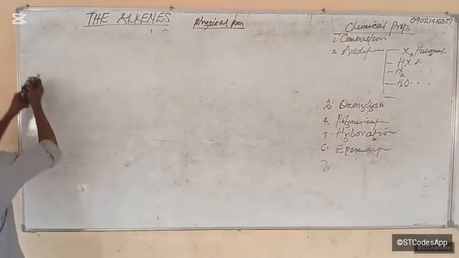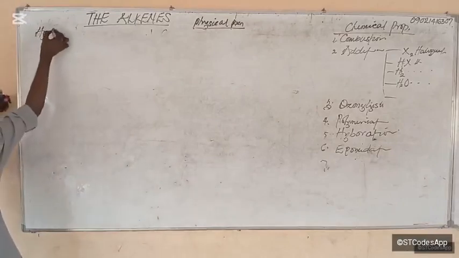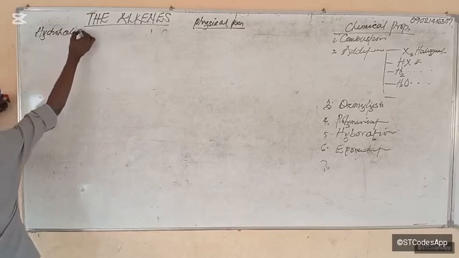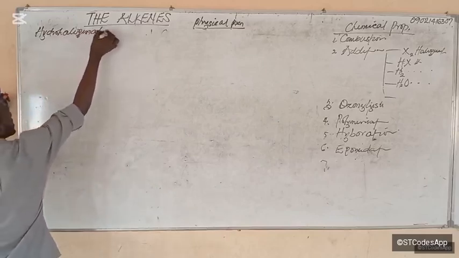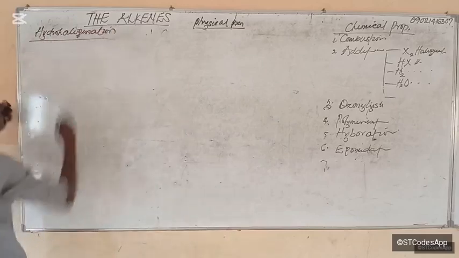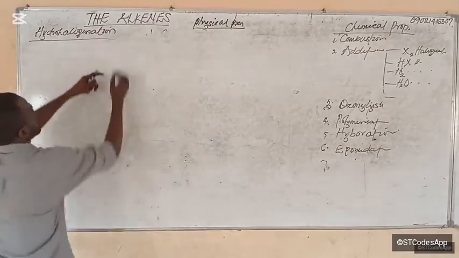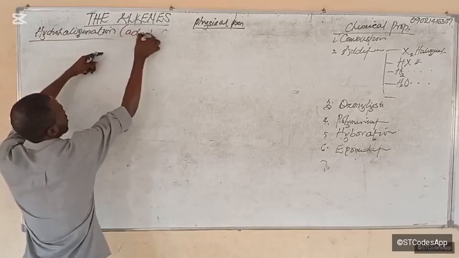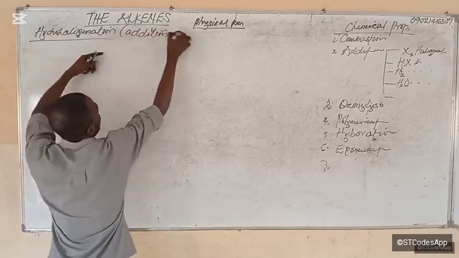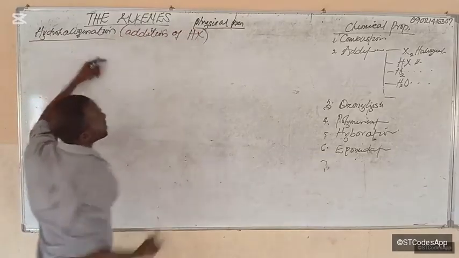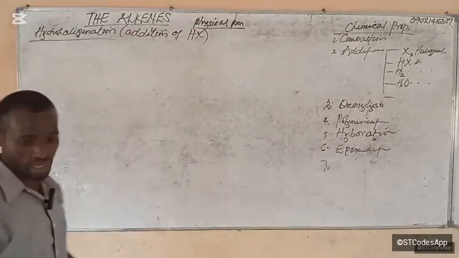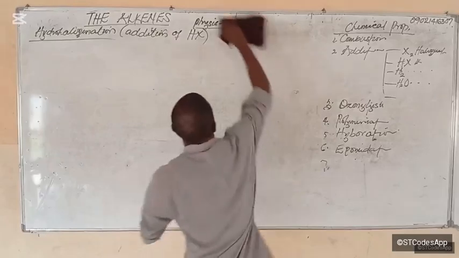So let's talk about hydrohalogenation. Now, you should listen here. Hydrohalogenation, okay? That's the addition of a hydrogen halide. Now you should listen carefully here. We're talking about chemical properties, not physical.